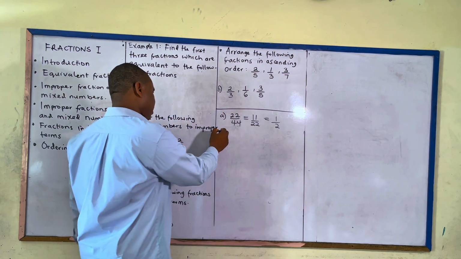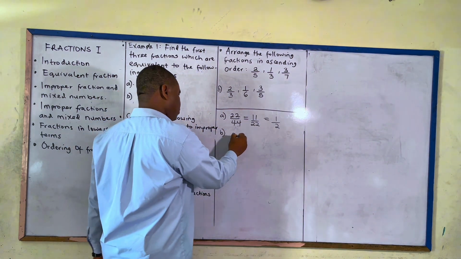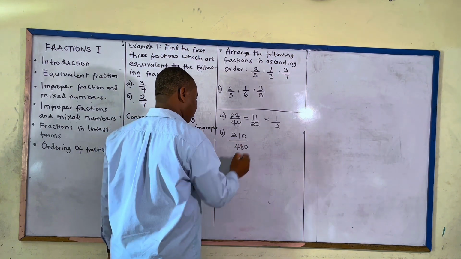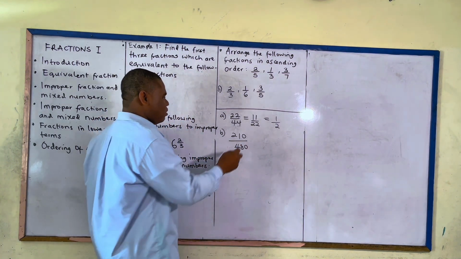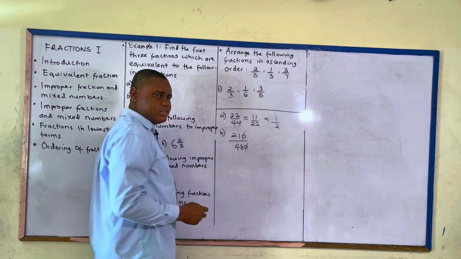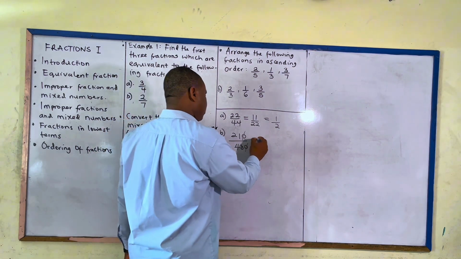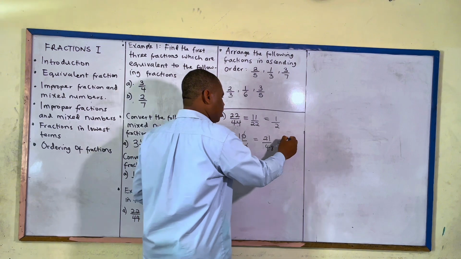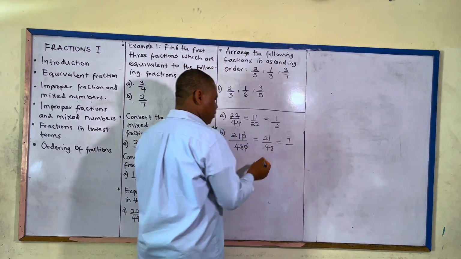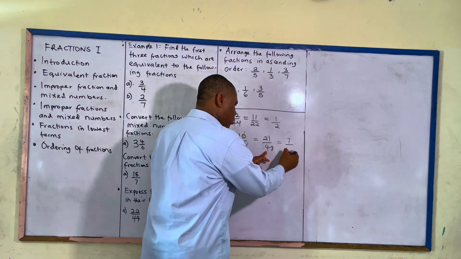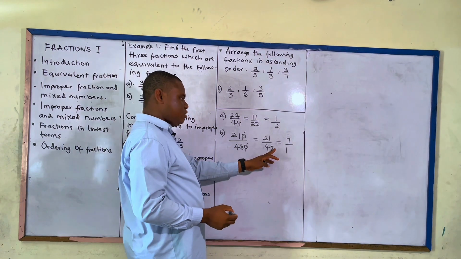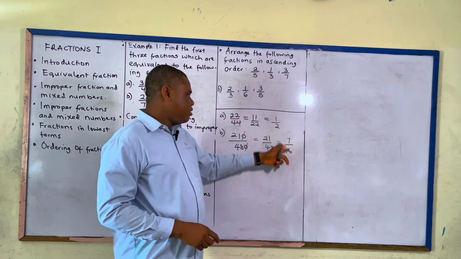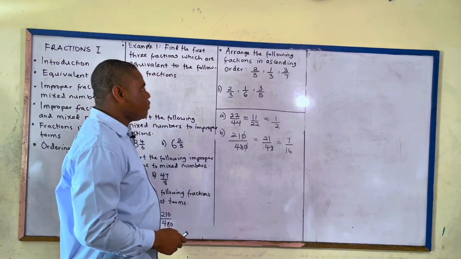The next one we have is 210 over 480. In this case, I can actually say 0 cancels 0, if you don't mind. Next, we are going to have 21 over 48. 3 goes into 21, that is 7 times. 3 goes into 48, that is 16. So finally we have 7 over 16.